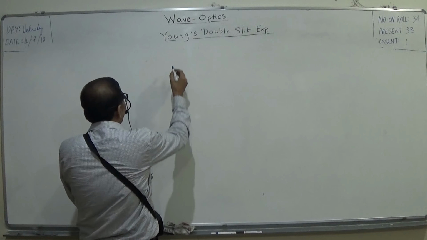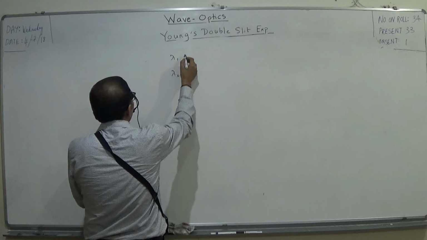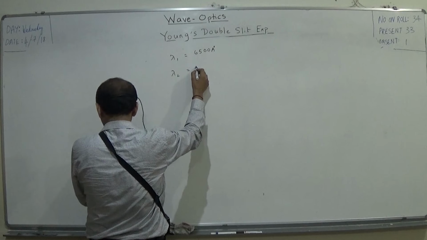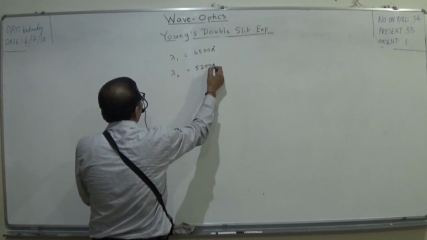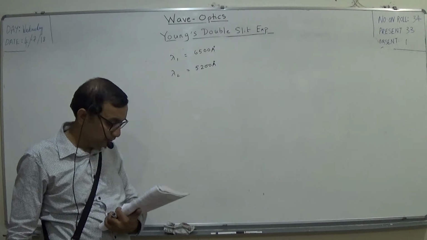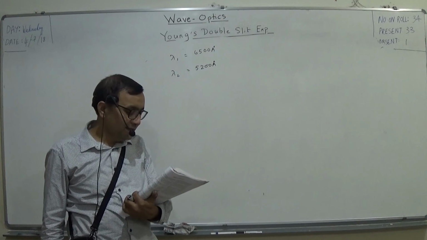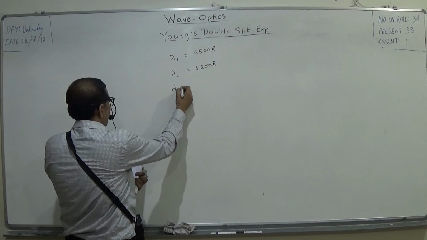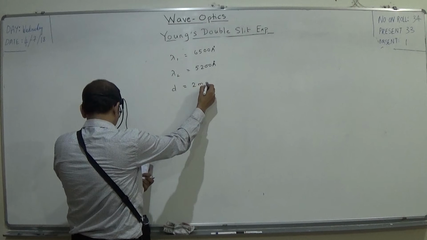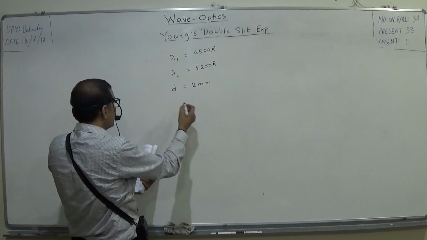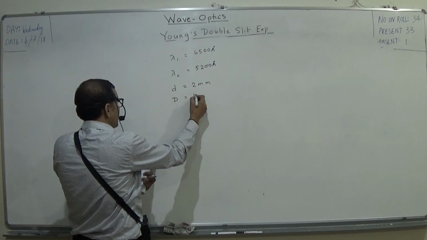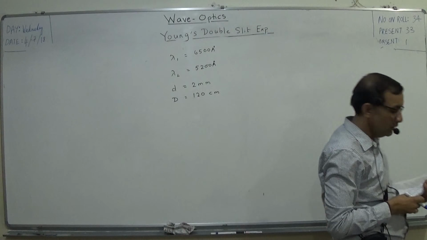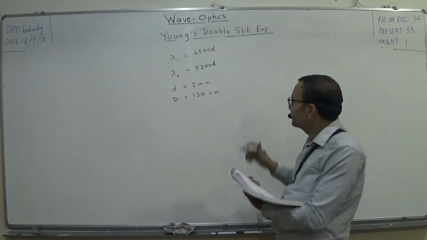A beam of light contains two wavelengths: lambda 1, 6,500 angstrom, and lambda 2, 5,200 angstrom. Two wavelengths are there. To obtain interference fringes in a Young's double slit experiment, the distance between the slits is 2 mm. The distance between the plane of the slits and the screen is 120 centimeter. These things are given. You need to find this.